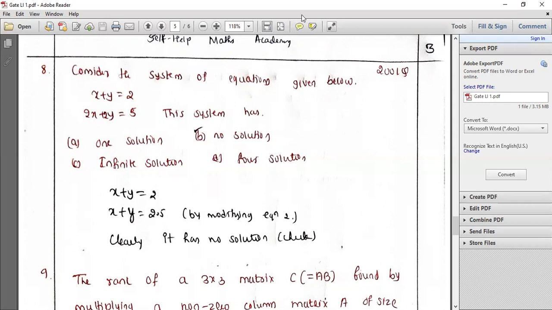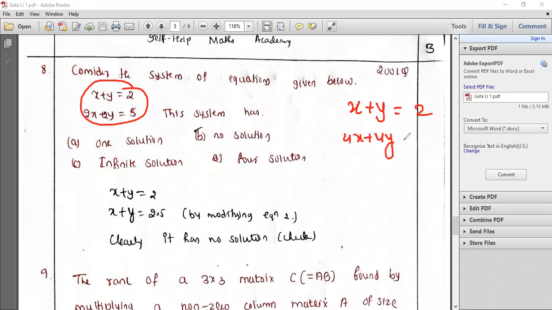So I want to tell you, whenever you have a system of equations, for example, if you have x plus y is equal to 2, and another equation, say 4x plus 4y is equal to 5, or any two equations of a linear system where the coefficients are multiples of each other. For example, you can see this particular equation is 4 times this particular equation.